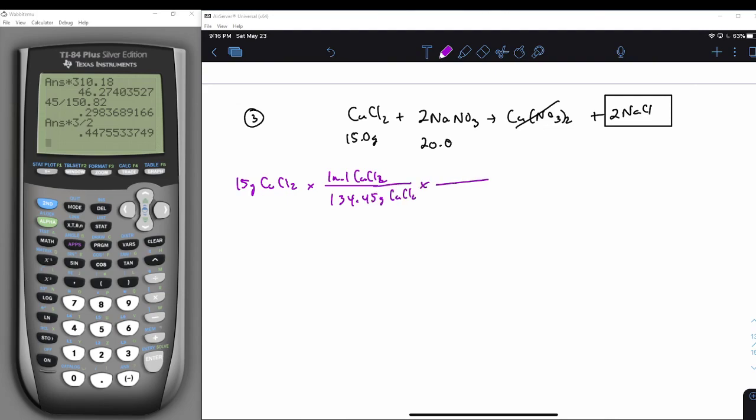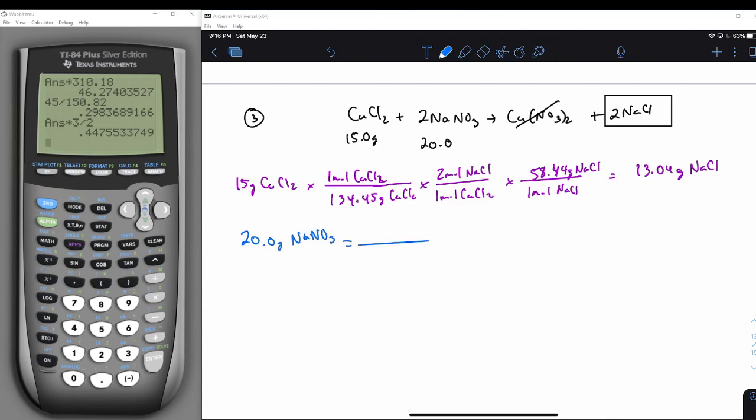And then doing the mole ratio, 1 mole of CuCl2 makes 2 moles of NaCl. And then 1 mole of NaCl has a mass of 58.44 grams. So this could make 13.04 grams of NaCl if all of it reacted. With the 20 grams of NaNO3, I'm going to do proportion method.